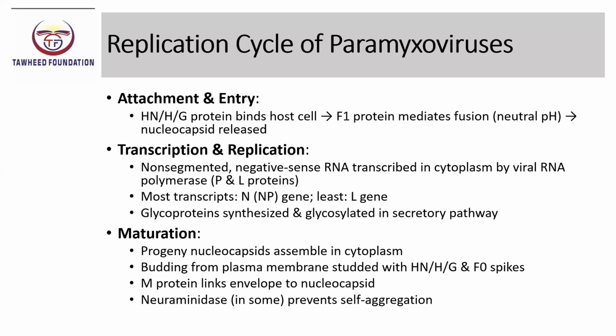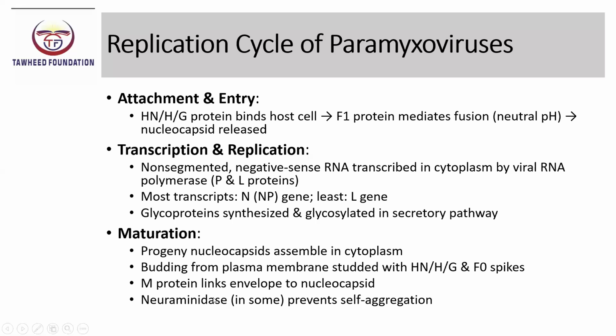The viral polymerase protein complex, PLN, is also responsible for viral genome replication. The HN, H, G, and F surface proteins of this virus exhibit minimal antigenic variation over a long period of time. It is surprising that they do not undergo antigenic drift as a result of mutations introduced during replication.